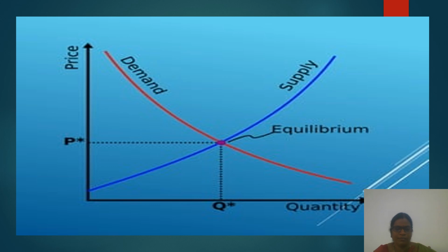Market equilibrium occurs when the quantity supplied equals the quantity demanded at a particular price. The intersection of the market supply curve and the market demand curve represents the equilibrium price and the equilibrium quantity in the market. The equilibrium point is where the demand curve intersects the supply curve. P is the equilibrium price, Q is the equilibrium quantity.